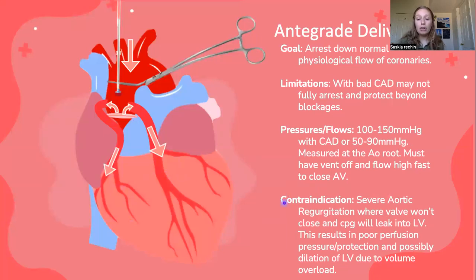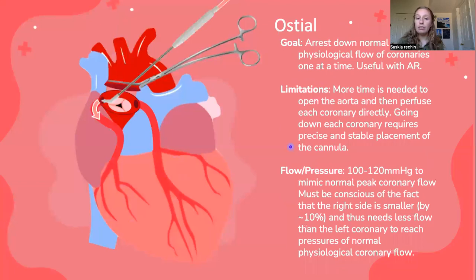The only really main contraindication for antegrade cardioplegia delivery is going to be really severe aortic regurg, or AI, in which case this valve can't close or won't close, and it'll cause that cardioplegia to go into the left ventricle, one, causing distension, and two, obviously not accomplishing arrest because it's not going down the coronaries. And the main fix for that would be ostial.